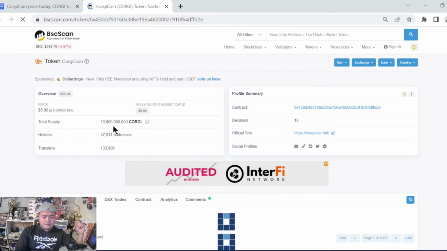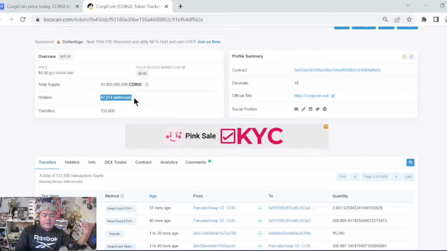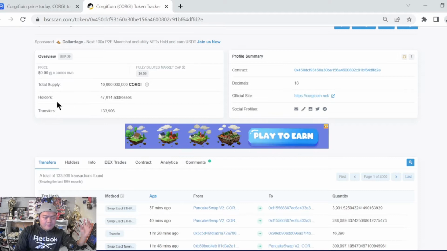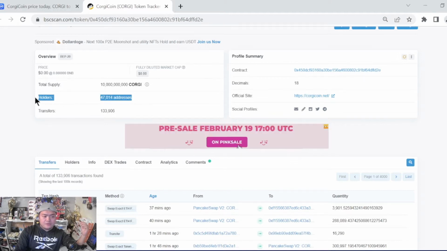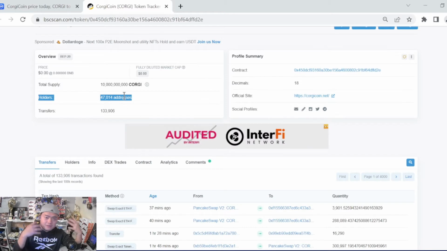Okay. So another thing that other traders or investors do is they'll look at this right here. Holders, and we see that it's 47,000 addresses. Typically, 47,000 is a good number, but I'll come back to this in a little bit. Basically, this number gives you an idea of how many people are holding the Corgi token or whichever token you decide to look at.